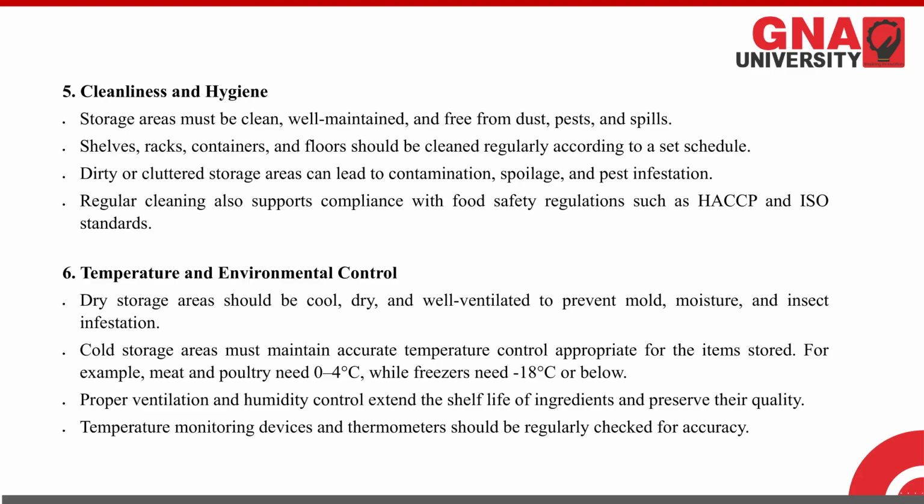Temperature and environmental control. Dry storage areas should be cool, dry, and well ventilated to prevent molds, moisture, and insect infestation. Cold storage areas must maintain accurate temperature control appropriate for items stored. For example, meat and poultry need 0 to 4 degrees centigrade, while freezers need minus 18 degrees centigrade or below. Proper ventilation and humidity control extend the shelf life of ingredients and preserve their quality. Temperature monitoring devices and thermometers should be regularly checked for accuracy.